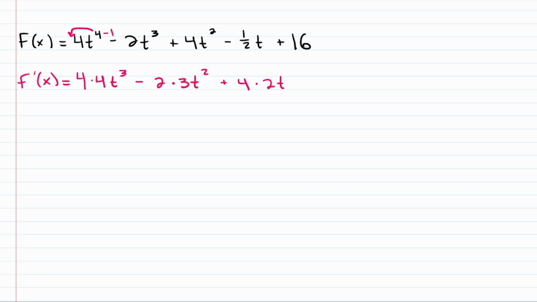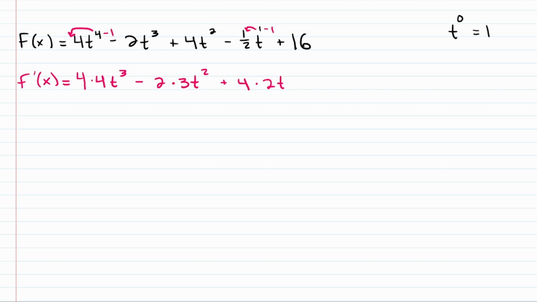And then what about this one, negative 1/2 t? Well, think about what would be the exponent on just t. It would be to the first power, right? So we can apply the same step. We bring the 1 out front, we subtract 1, t to the 0th power. Let's think about that off to the side for a second. Any variable to the 0th power is actually equal to 1, and that applies for anything to the 0th power. It's going to be equal to 1.